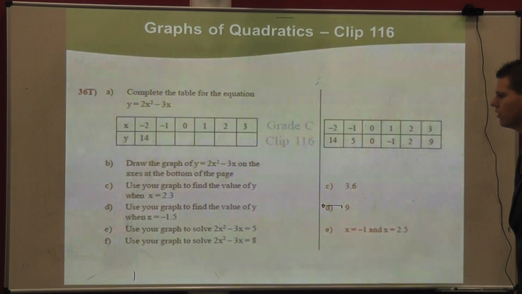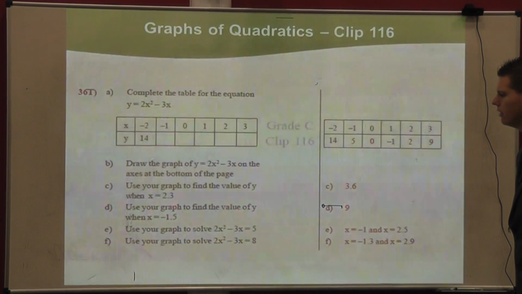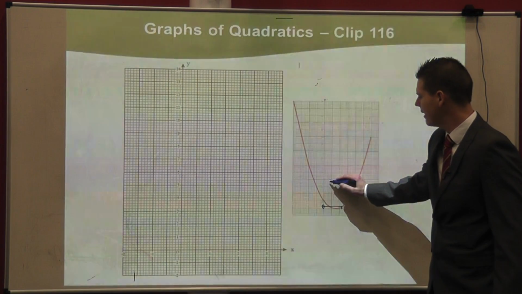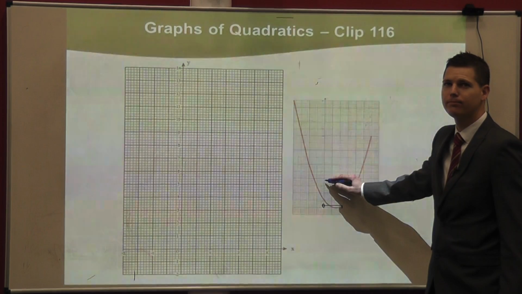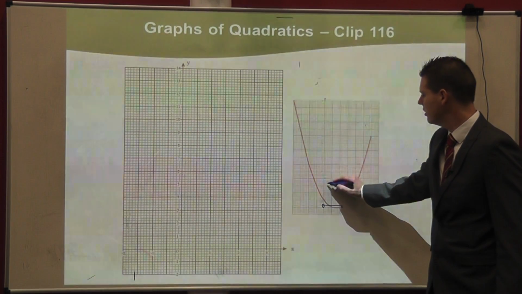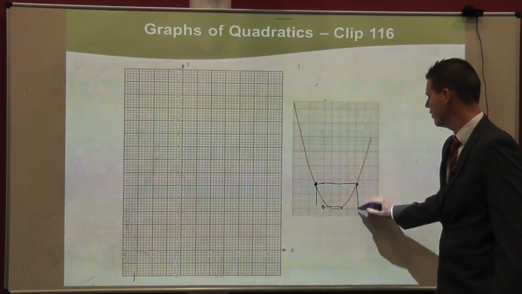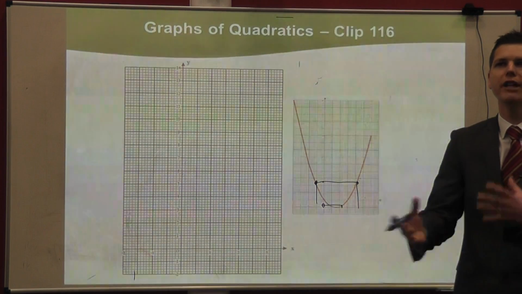It says, use your graph to solve 2x squared, take away 3x equals 5. Well, 2x squared, take away 3x equals 5. I go to 5 on the y-axis. And then I go across and I read those two values off. That's it, done. So you're reading off that graph.